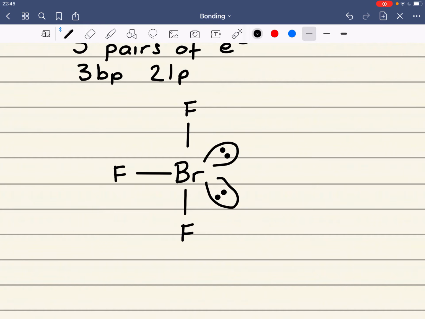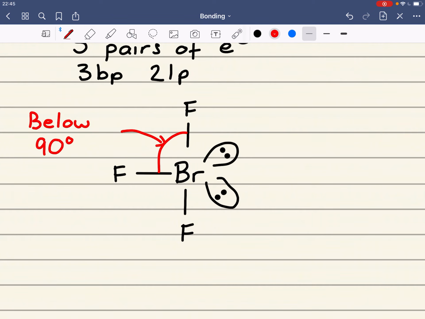Now, remember that this bond angle here, if these were both bonding pairs, this bond angle here would be about 90 degrees. Now, the inclusion of these lone pairs means that this bond angle now is going to be below 90 degrees.